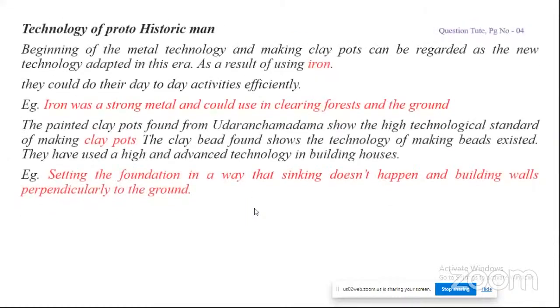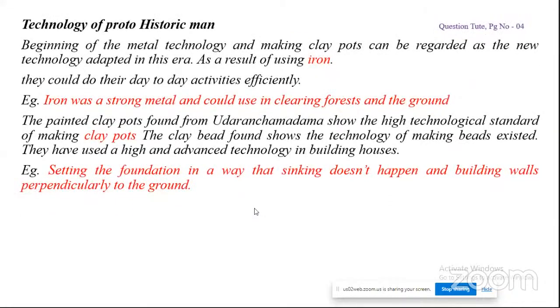Okay, so then we'll come to the technology of Proto-Historic Man. The beginning of metal technology and making clay pots can be regarded as the new technology adopted in this era. As a result of using iron, they could do their day-to-day activities efficiently because iron was a very strong metal. They could clear jungles and dig the ground easily. Iron was a strong metal and could be used in clearing forest and the ground.